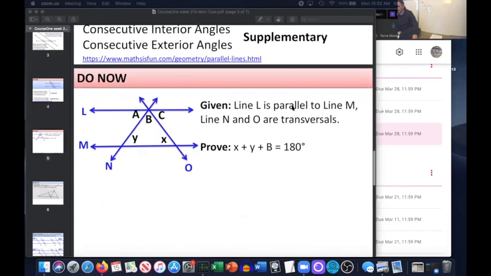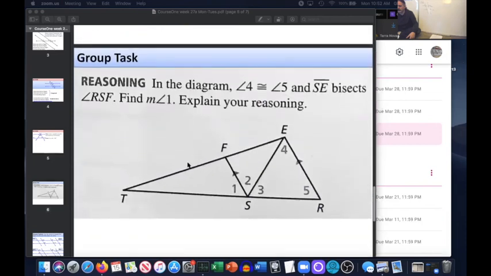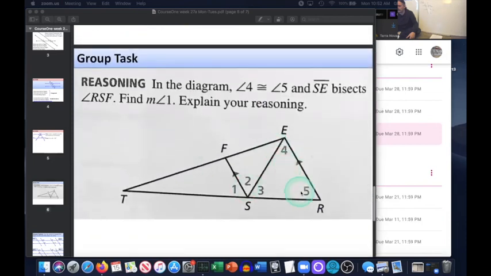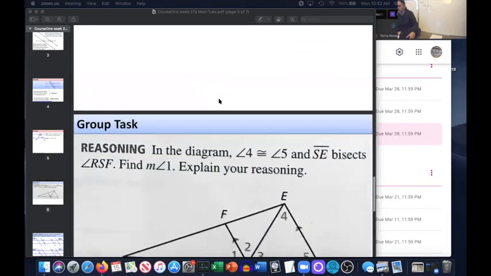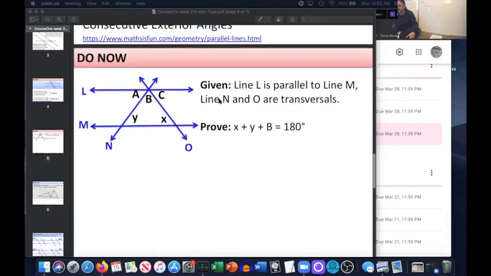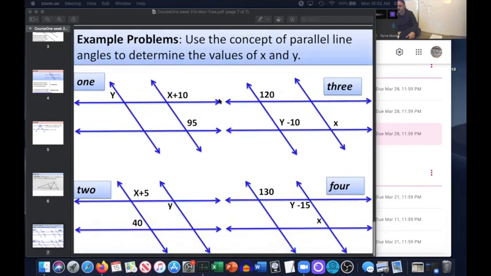Okay, now I always over prepare, so just in case, it's always better to just chop something off than not have enough. So we're not going to worry about this today. This do now, probably we'll worry about this later on. And we're not going to worry about finding out angles 1, 2, 3, 4, 5 from the given information. We'll worry about this later on this week. I think probably going to be too much right now. So we're just skipping this do now, this group task, and we're going to go straight to examples.